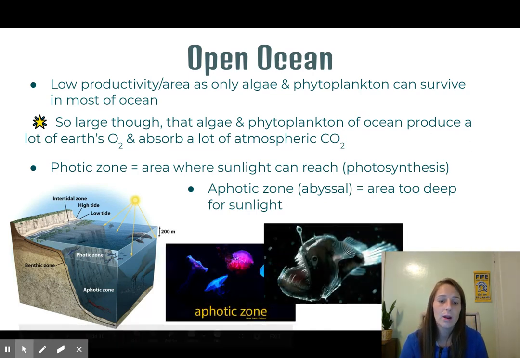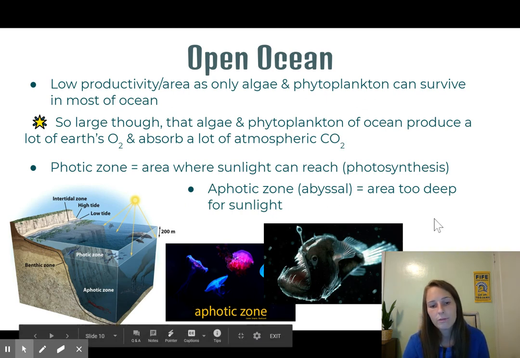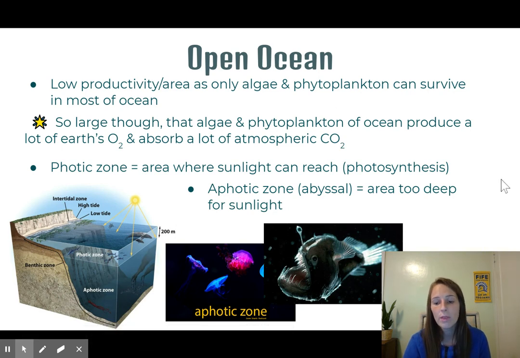And this is where you might recognize some of these animals that oftentimes look a little bit weird or creepy, but these animals are going to be adapted to being down without sunlight, with the crushing pressure of all that water coming down on them.